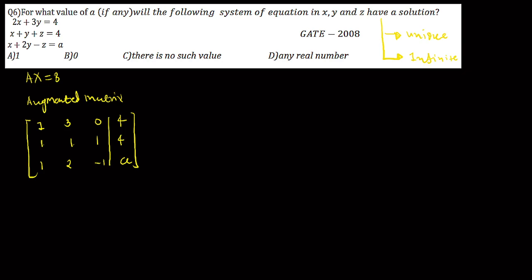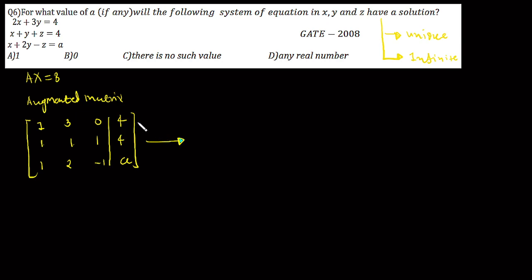For the case of infinite solutions, the necessary condition is that the rank of the coefficient matrix is exactly the same as the rank of the augmented matrix, but the rank is less than the number of unknowns, which here is 3. That means if the matrix is rank deficient, then we have infinite solutions, and if the matrix has full rank, then the system has a unique solution. So first we have to apply some row operations to reduce this matrix into echelon form.